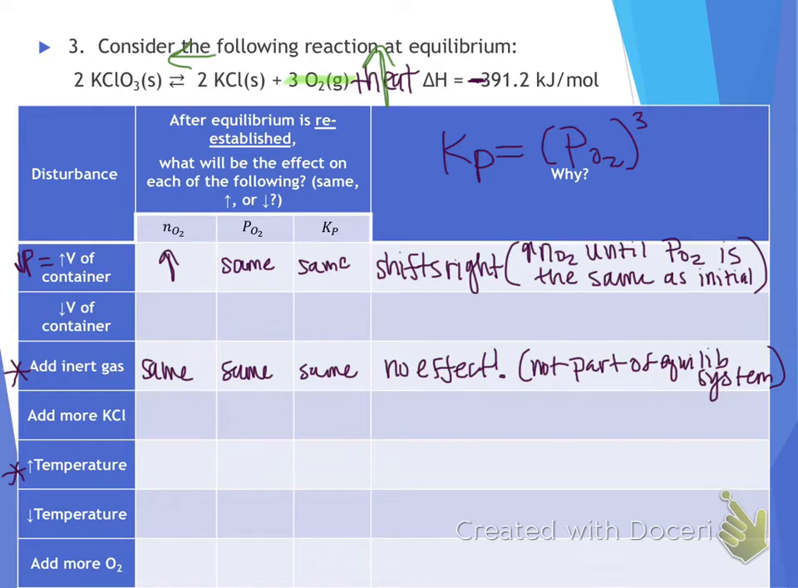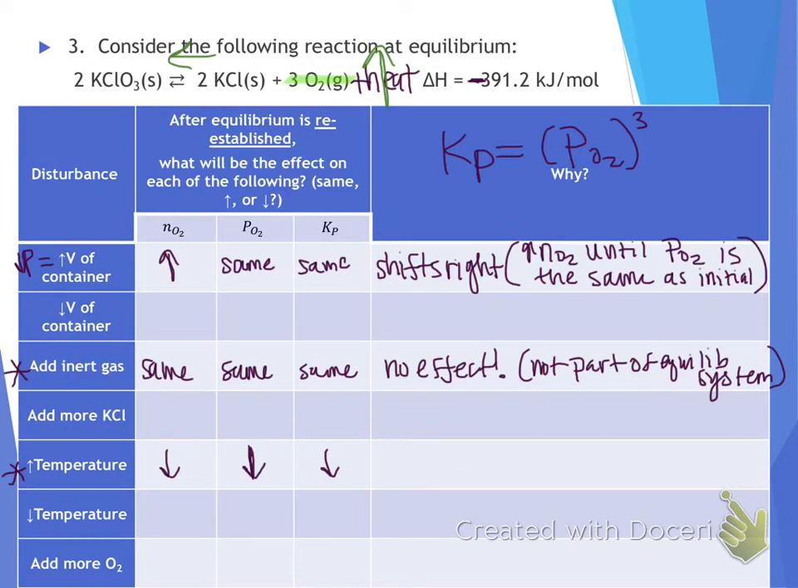As we shift to the left, that's going to use up some of our oxygen gas. So it'll be decreasing. If our moles of oxygen gas decrease, our volume hasn't changed, so that means our pressure is going to be decreasing as well. Less moles of gas means we have a lower pressure. Well, Kp is only based off of our pressure of oxygen. So if its pressure lowered, Kp changes as well. And that's okay, because we're changing temperature. Temperature is the one time that your Kp will, in fact, change.